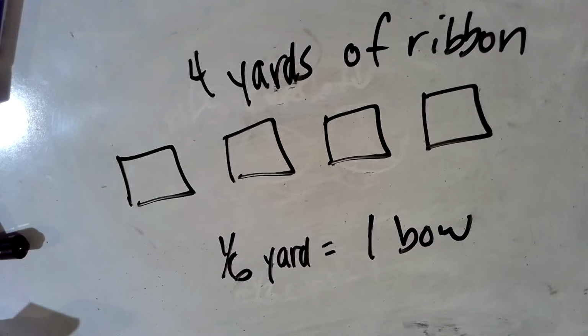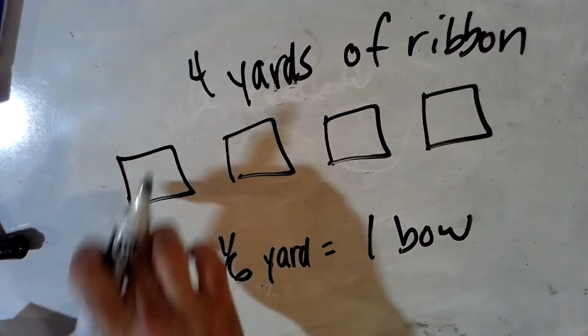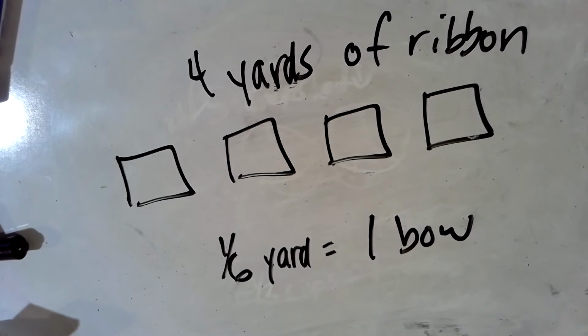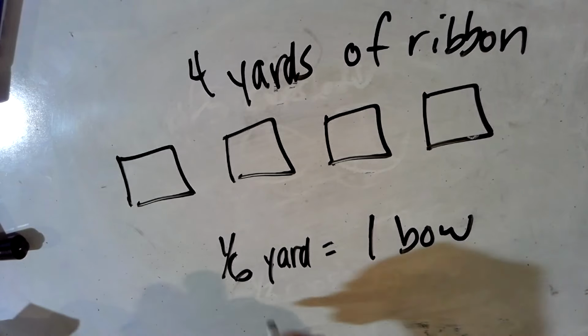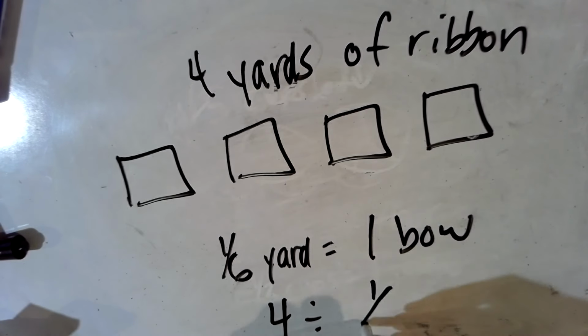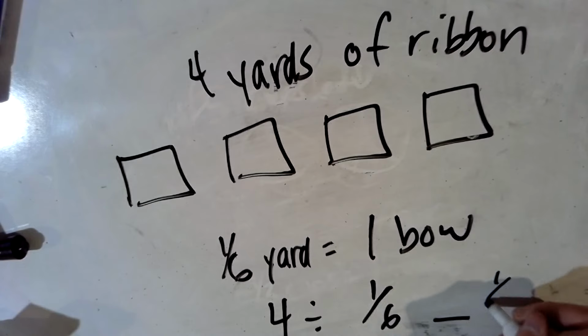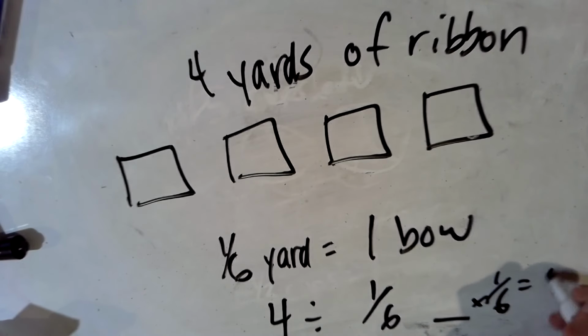So imagine you have 4 yards of ribbon. These are yards of ribbon. And every 1/6 of a yard will make one beautiful bow that Jillian will wear in her hair. And the question is, with my 4 yards of ribbon, how many bows can I make if every 1/6 of a yard makes a bow? So it's 4 divided into groups of 1/6, which is the same as saying, how many groups of 1/6 are there in 4?